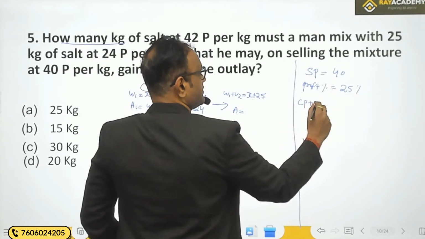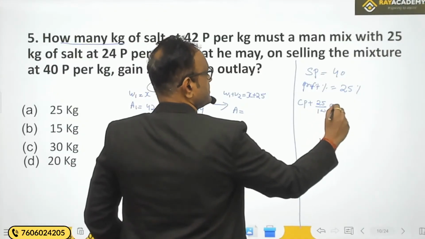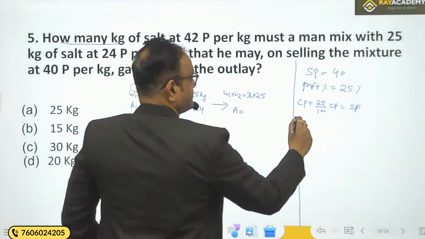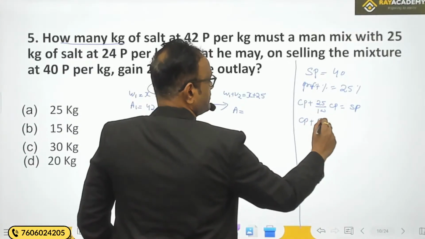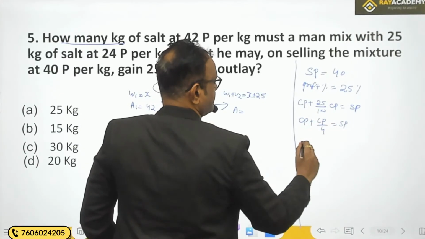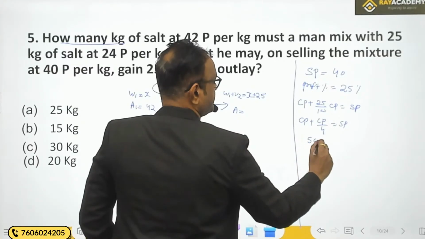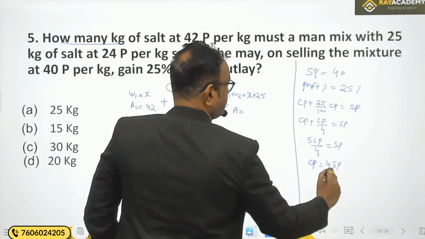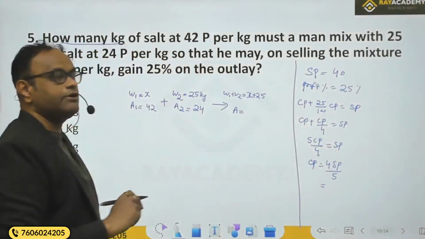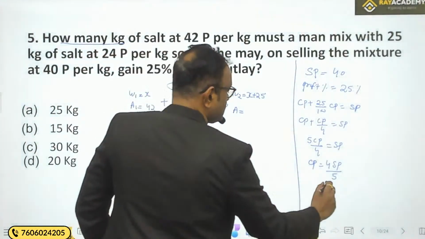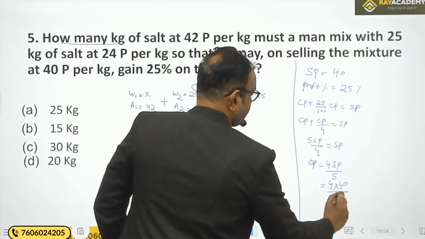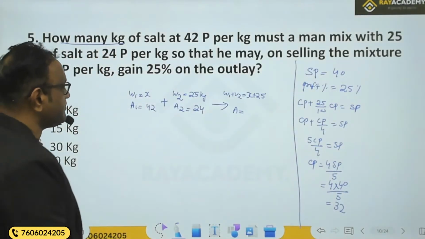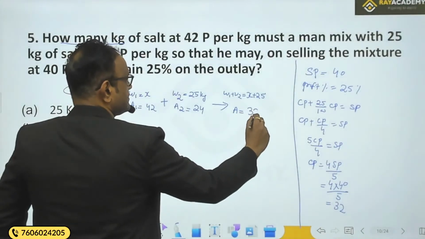So CP plus 25 by 100 into CP will give you SP. Okay, 25% profit. So CP plus 25 by 100, that is 1 by 4 of CP, equals SP. This will give you 5 CP by 4 will be SP. So CP is 4 SP by 5. Now you can put the value of SP. SP is given as 40. 4 into 40 by 5 will give you 32. So the average cost price of the mixture that I may find out is 32.